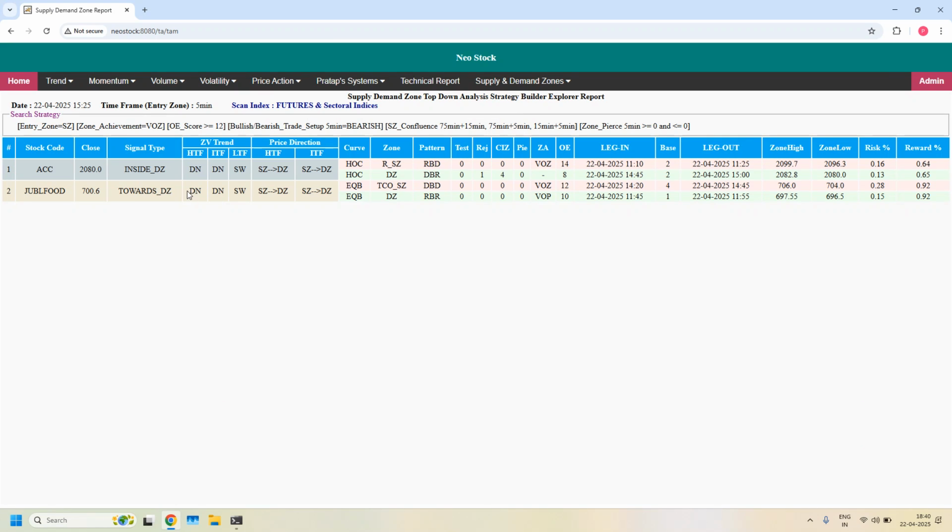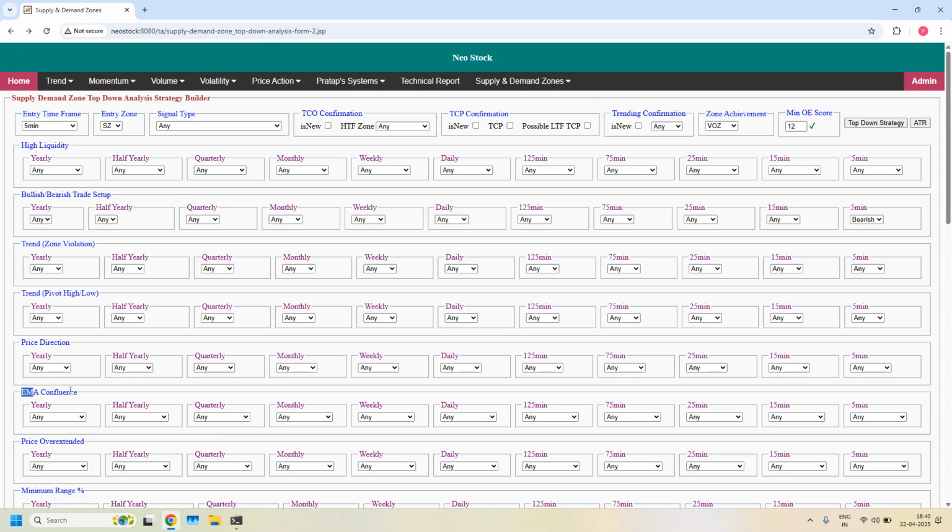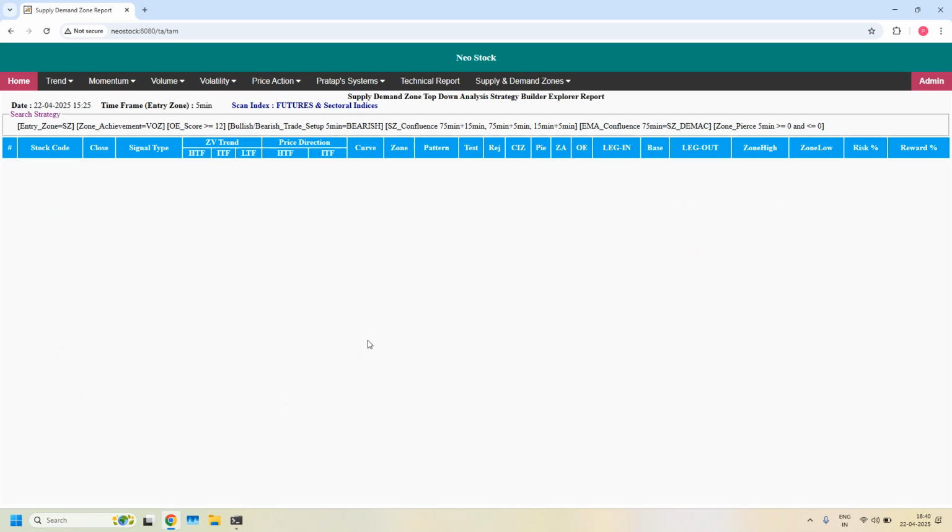75 minutes trend is also down in both the stocks. So this time we will verify if the 75 minute supply zone has daily EMA confluence or not. Now also we don't have any EMA confluence. So this is about the bearish trade setup for hourly income trade.